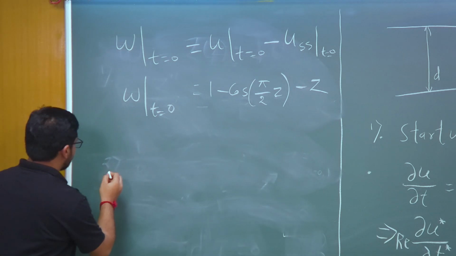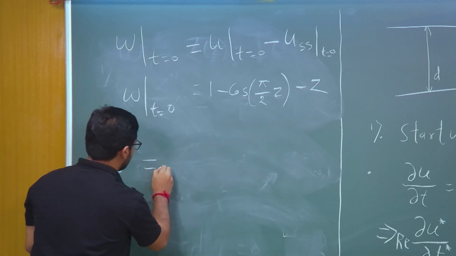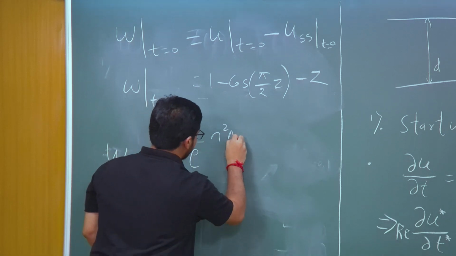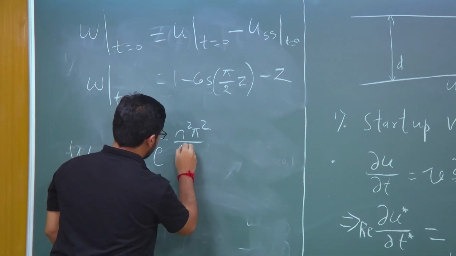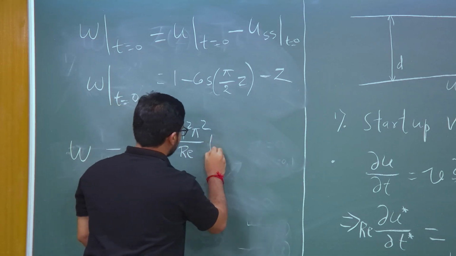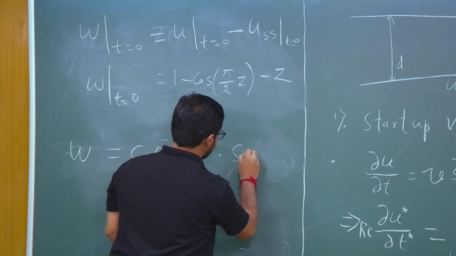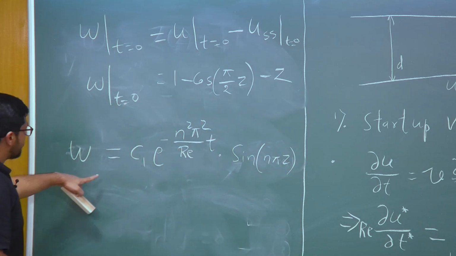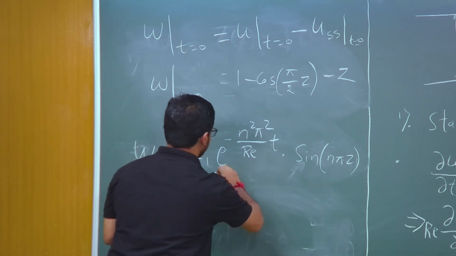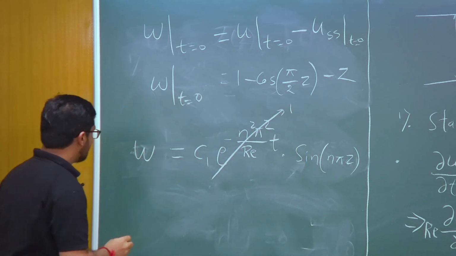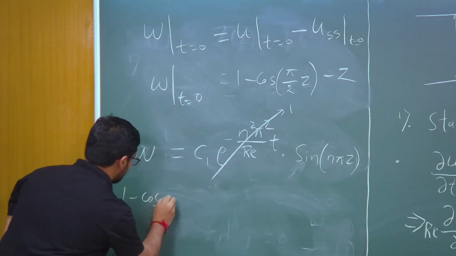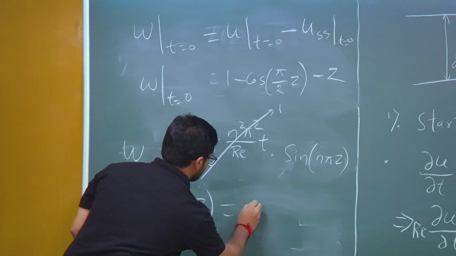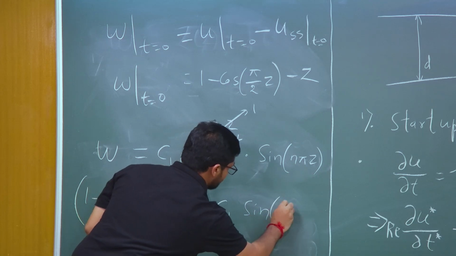And if you see our expression for W, it was W equal to some constant C1 times e to the power minus n square pi square upon Re, times t, times sin n pi z. So, what do we do? We put t equal to 0. As t is equal to 0, this exponential term will be equal to 1. So, it will be 1 minus cos pi by 2 z minus z, equal to C1 times sin n pi z.